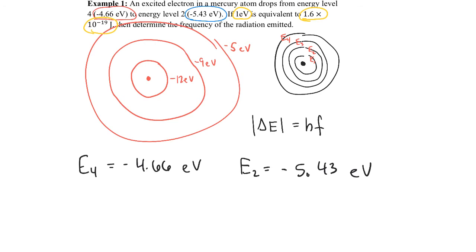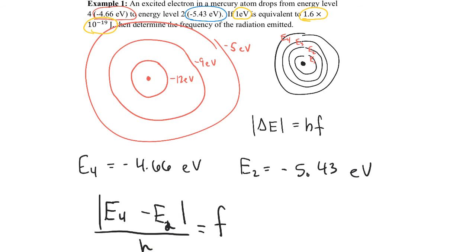I'm going to take the larger energy state, always, which in this case is negative 4.66. That's a bigger number than negative 5.43, meaning more positive or less negative. So I'll do E4 minus E2 all over H. And that's what F is going to equal. So again, I'm just solving the equation for F. This equation here becomes this one solved for F.